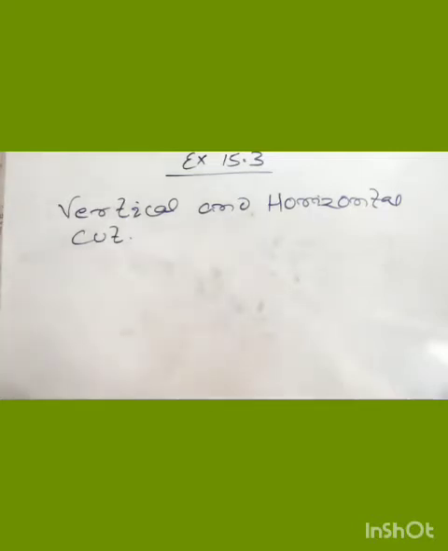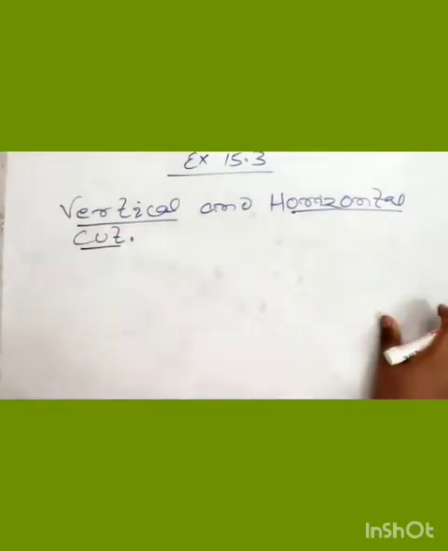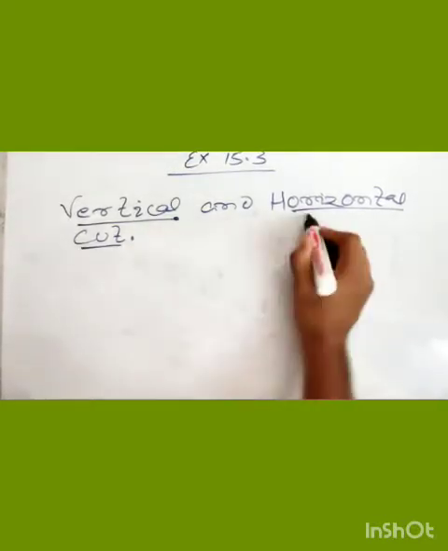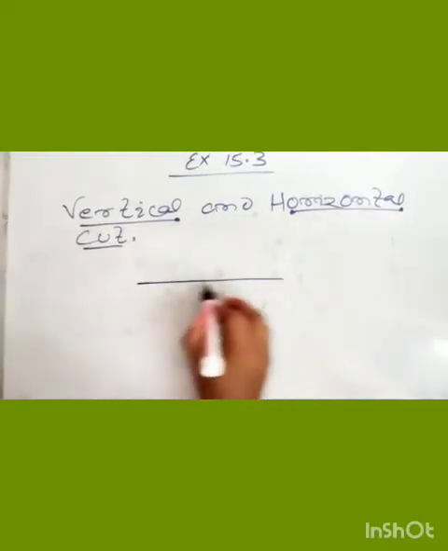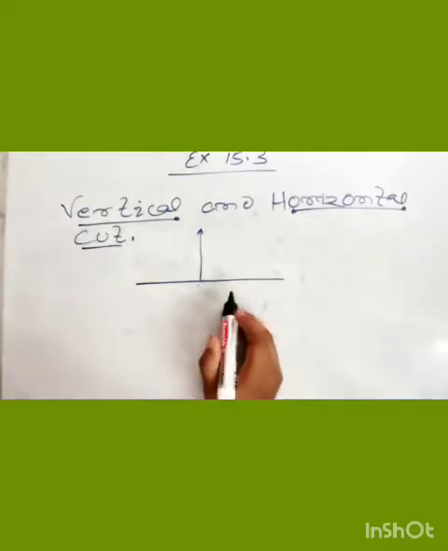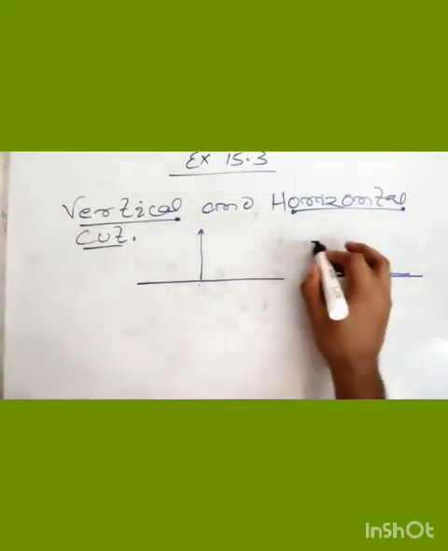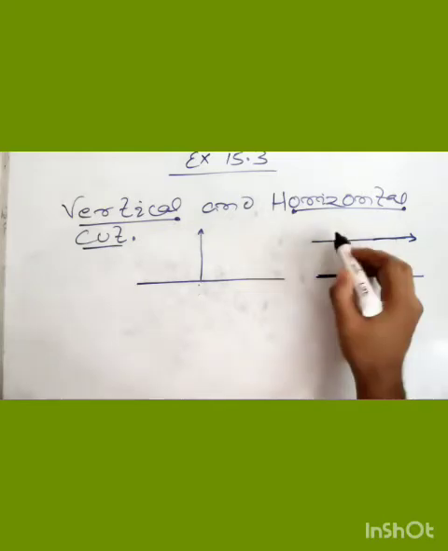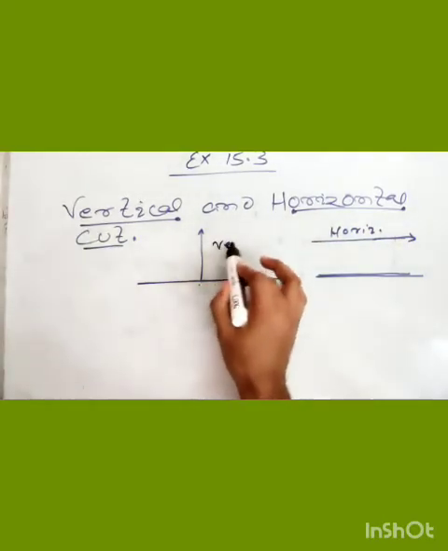Next children, we are going to see what is a vertical and horizontal cut. Before cutting something vertically and horizontally, first let us understand what is vertical and horizontal, these two words. Children, vertical means if something is perpendicular to the ground, this is what we call vertical. And suppose this is ground and something remains parallel to ground, goes parallel to ground, this is called horizontal. And this is called vertical.